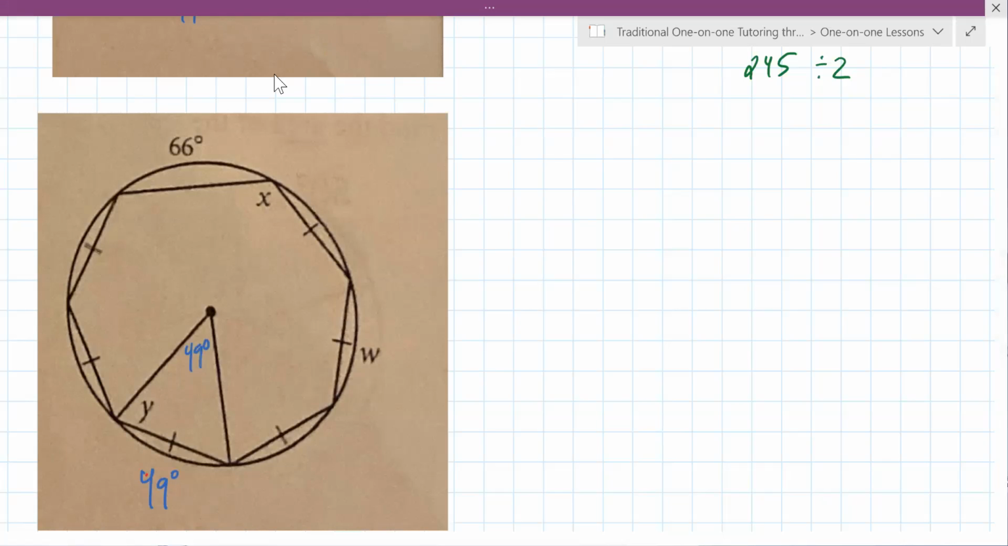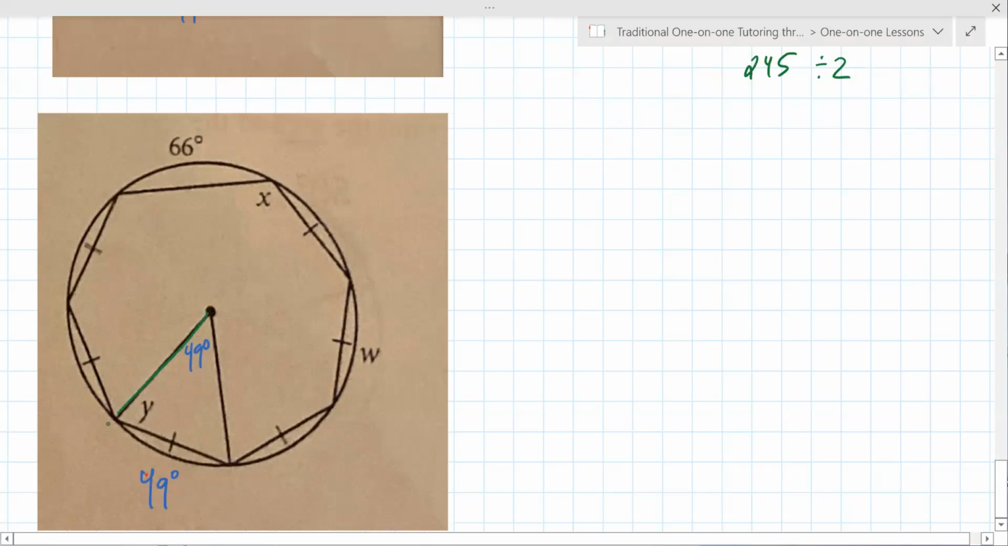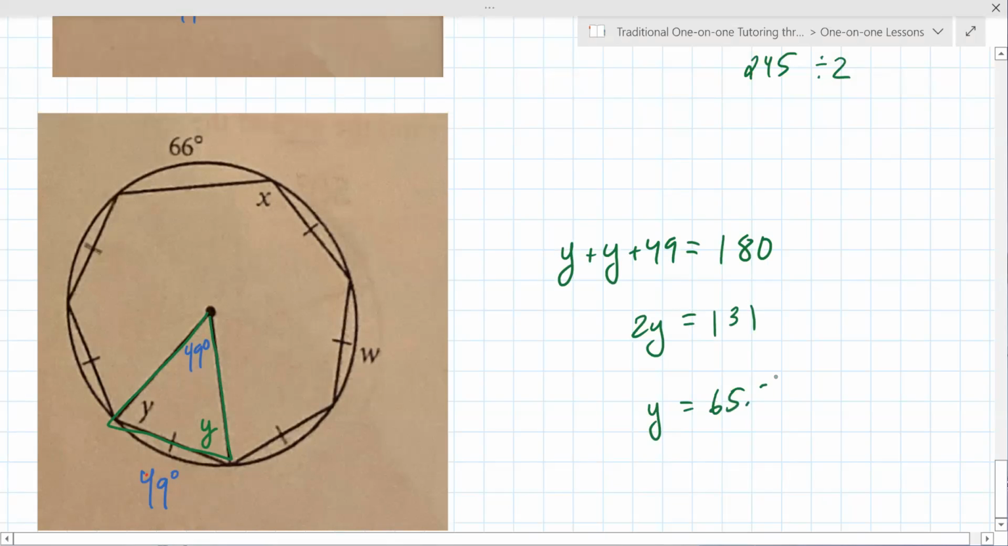What kind of triangle is this? It's an isosceles triangle, correct? So this is also Y. And then it's Y and Y plus 49 have to equal 180. That's right. And I'm pretty sure the Y's have to be the same, correct? Yeah, they're the same. So then I guess the smart way to do that is the way you're doing it.